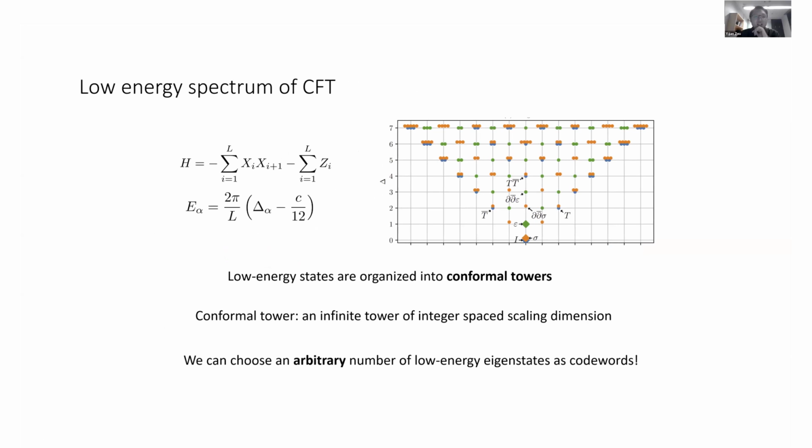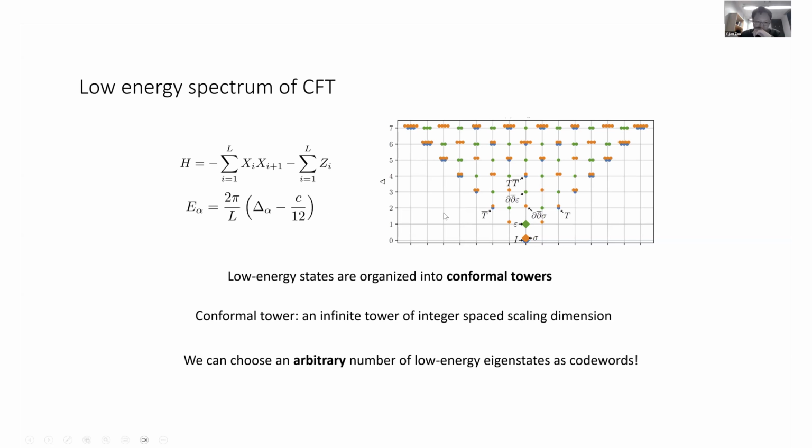Good. Okay, so this is the example of the Ising model. If you look at the low energy eigenstates, there are many, and the energy is given by this formula, which is 2 pi over the system size times something called the scaling dimension, minus a constant. You don't have to care about the constant. But this Delta is exactly the scaling dimension that we just talked about.